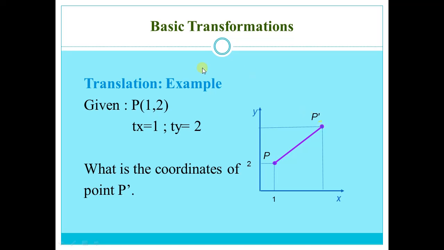Then, one small example. Point P is given as 1 and 2, and you want to translate that point P by distances Tx 1 and Ty 2. What are the coordinates of point P? Please comment for this question.